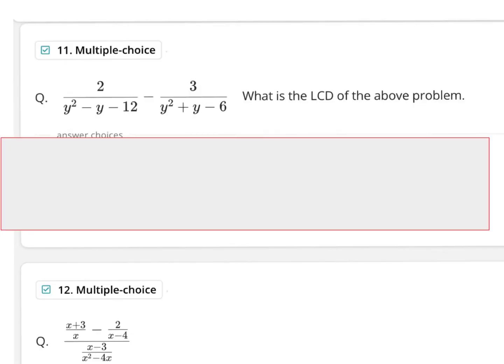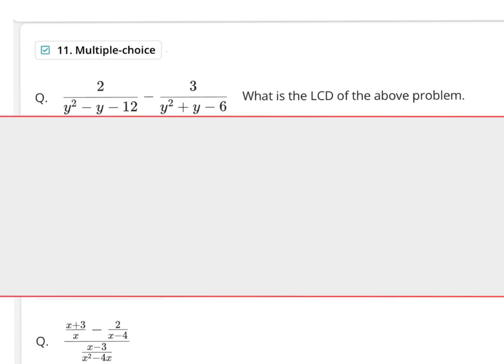So not all questions on the quiz are going to be actually asking you to find the final answer. On this one, it just says, what's the LCD of this problem? Okay, so to find the LCD, you know you need to factor both denominators first. So that first denominator factors down to what? Anybody? We have a negative 12 as a C value. We need a negative 1 as a B value. Negative 4, positive 3. That's exactly right.